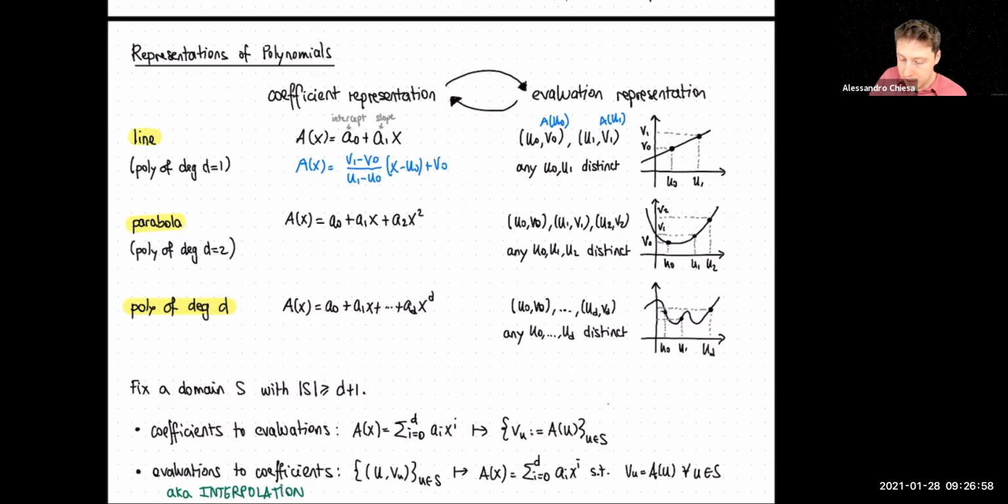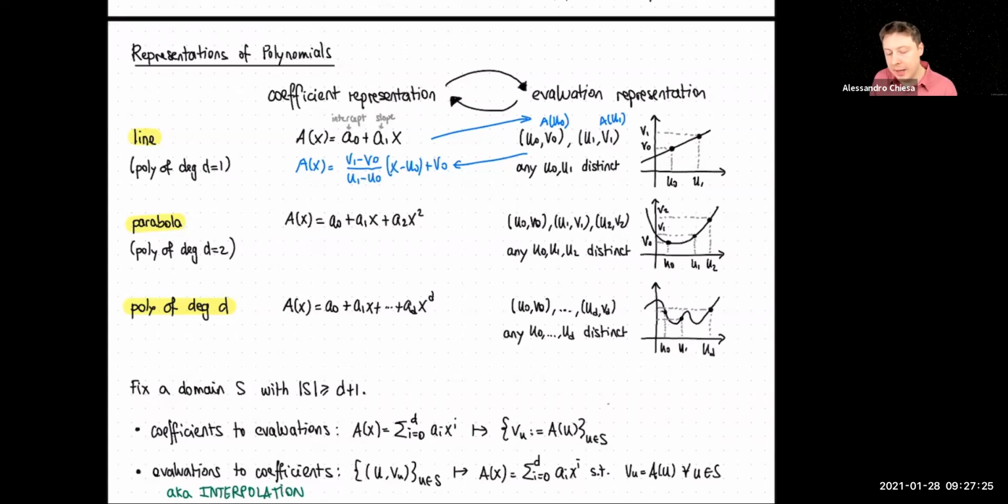Okay? So we have seen how in this very simple example, we can move between these 2 representations. And of course, it is crucial that the 2 points you give me are distinct. Otherwise, I can't specify the line, right? If you just give me twice the same evaluation, then there are many lines that go through it. So that's not okay. And this algebraically comes up, for example, in this denominator, that would be not defined unless u1 and u0 are distinct.